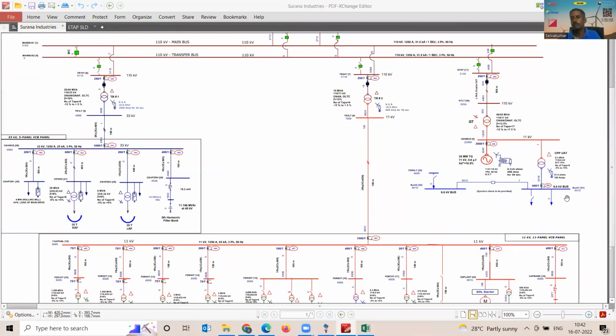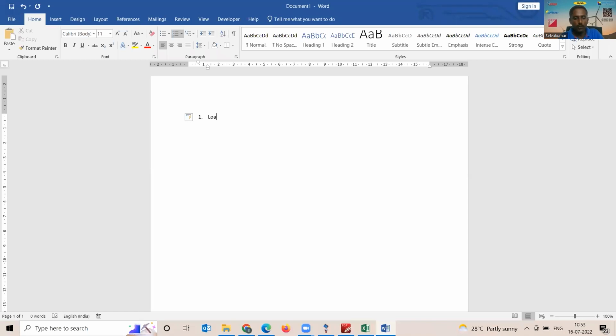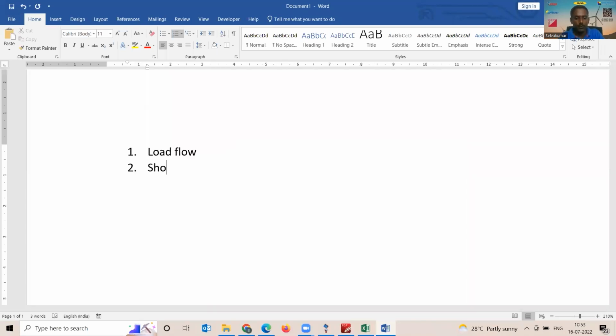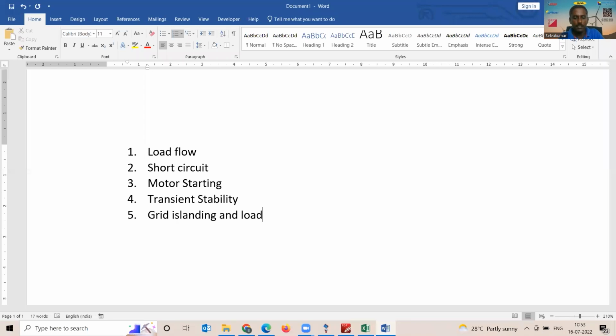From a power system studies perspective, what are the parameters to be optimized? What are the studies which you need? Obviously, you need to perform load flow studies, you need to perform a short circuit study, and you have a motor, so obviously you have to perform a motor starting study or motor acceleration study. You need to perform a transient stability study to find out the critical clearing time because you have cogeneration. You need to perform grid islanding and load shedding studies because there is a probable option that you connect it to the grid and you disconnect it from the grid and you operate.